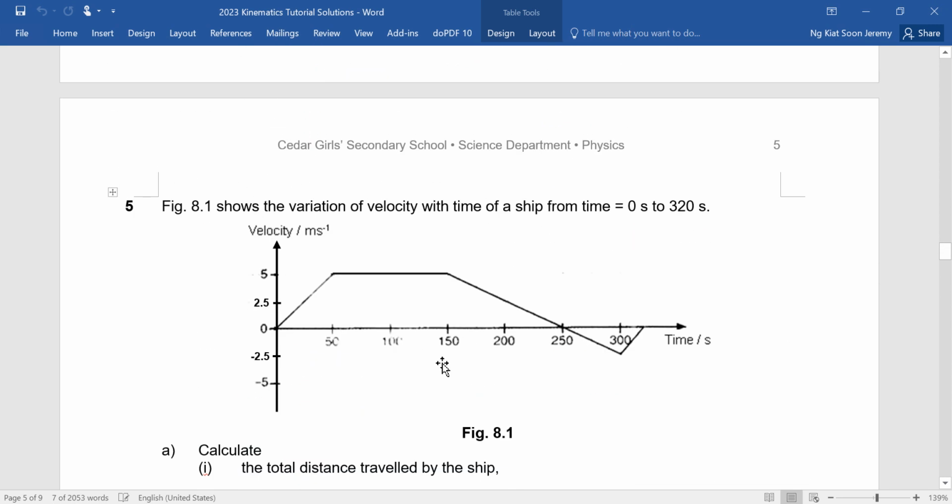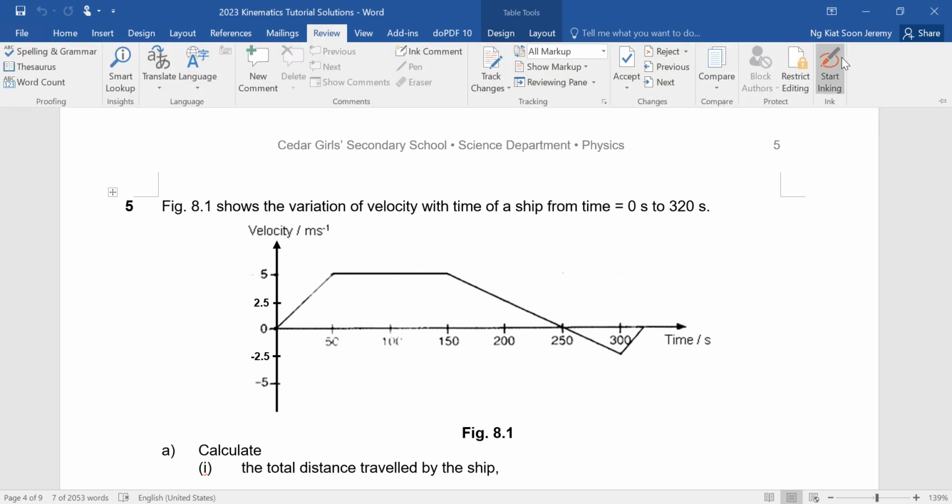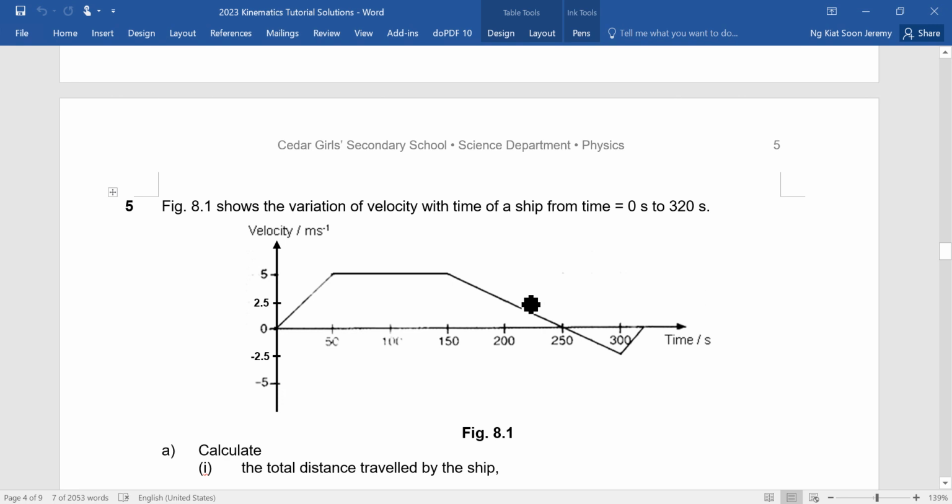Remember that deceleration is actually an English word. It's not actually a physics term. The meaning of deceleration is actually slowing down. So when we look at deceleration, I just want to find the magnitude of the acceleration when something is slowing down. That's the meaning of deceleration when they ask for calculation of deceleration.